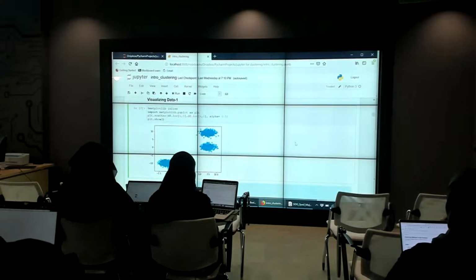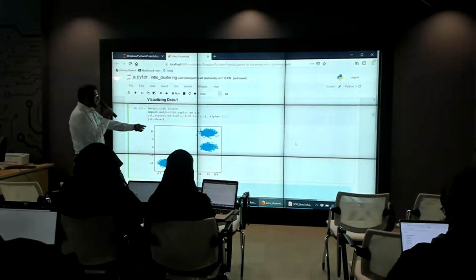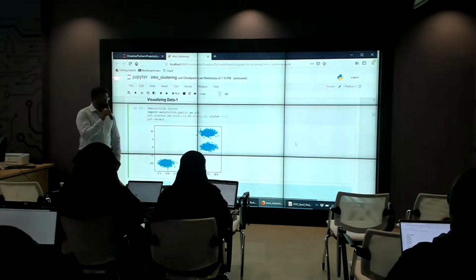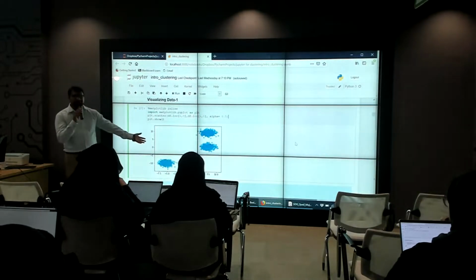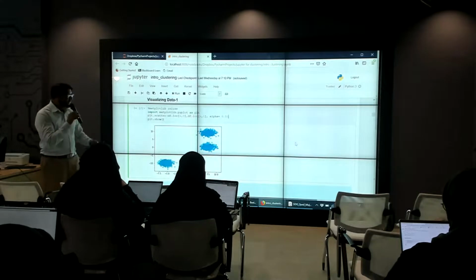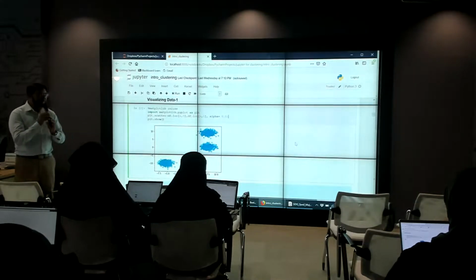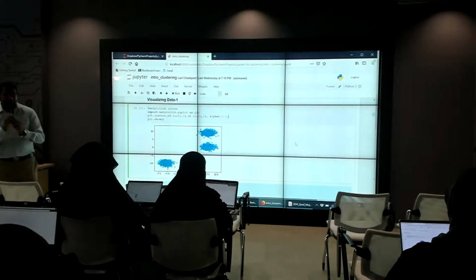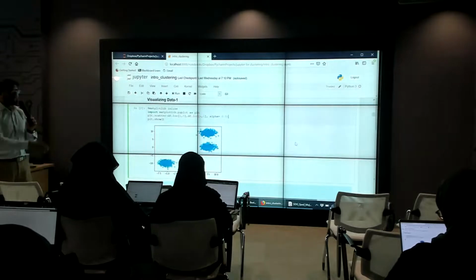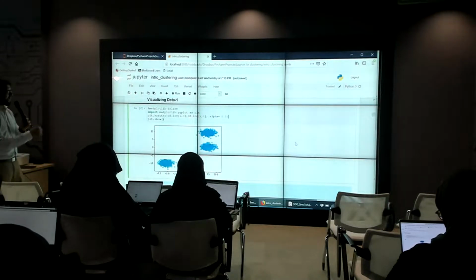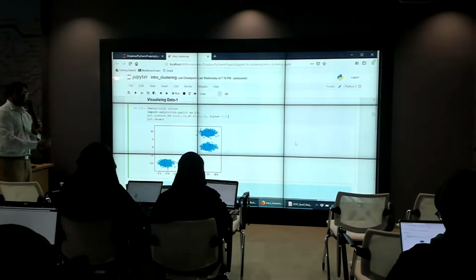Since the data is in two dimensions, I can easily plot it. So I'm using a package from Python and just plotting the data. Without even doing the clustering, you can tell what the clusters are. Here I know that I have three clusters, three spherical, well-separated clusters. And then I'm using k-means to tell me the same answer.